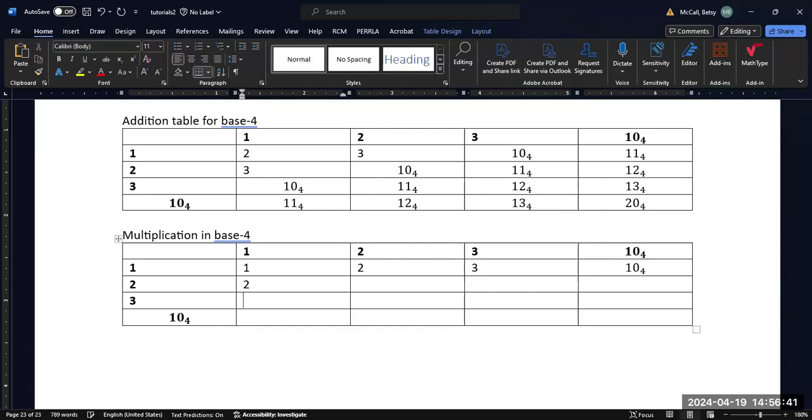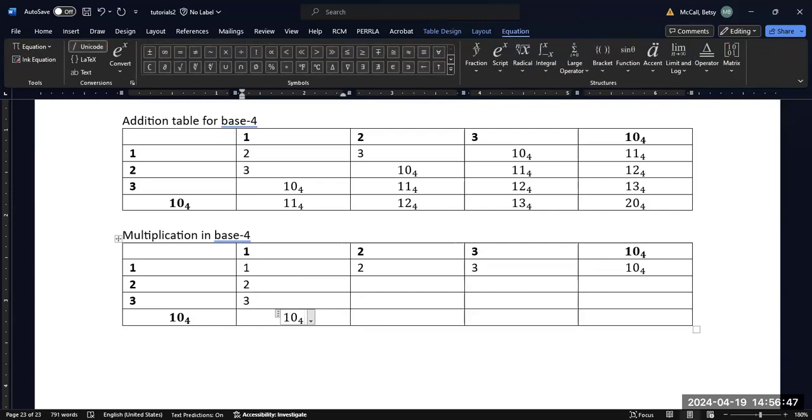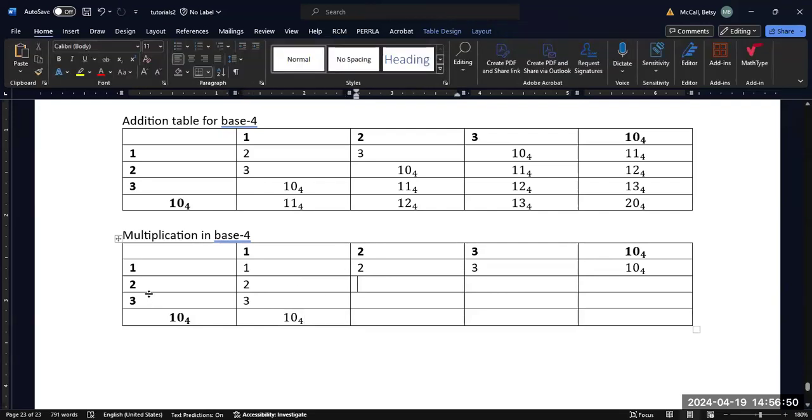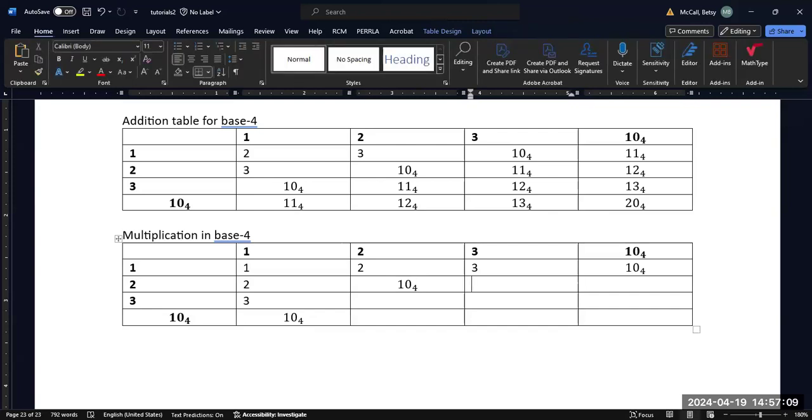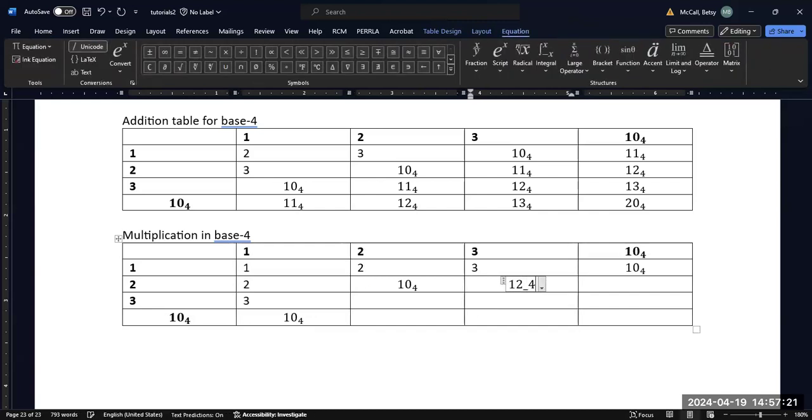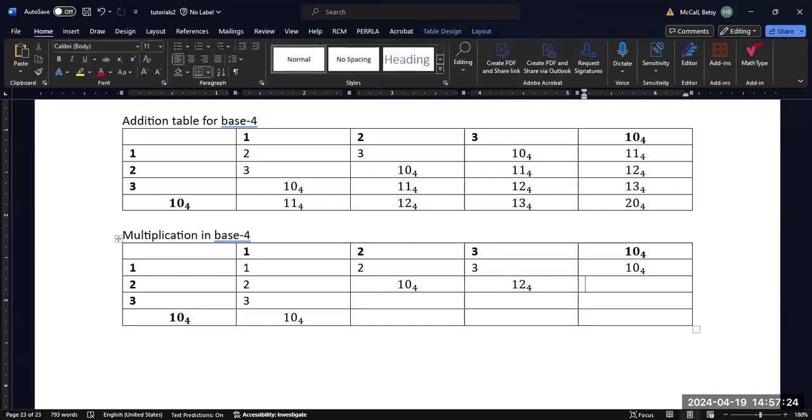And the same thing will be true as we go down the column. So 1 times 2, 1 times 3, and then 1 times 4. Now when we start multiplying, though, when we get to this next one, it's 2 times 2, but that's 4. And 4 in base 4 is 1, 0. Now, what about 3? 3 times 2 is 6, but how do I represent that in base 4? It's 1, 4, and 2 left over. So this is going to be 12. 1, 2.